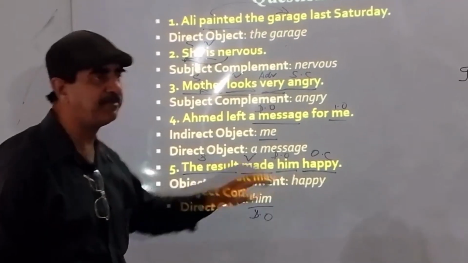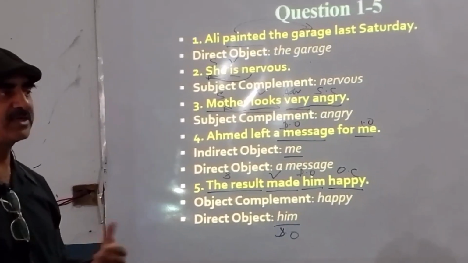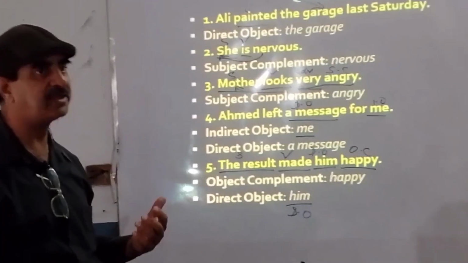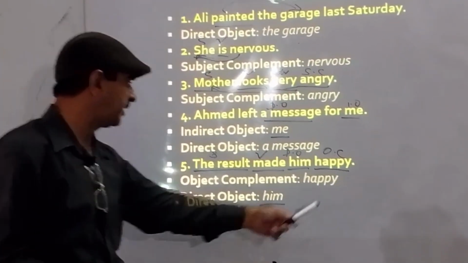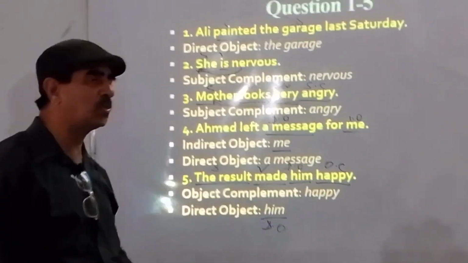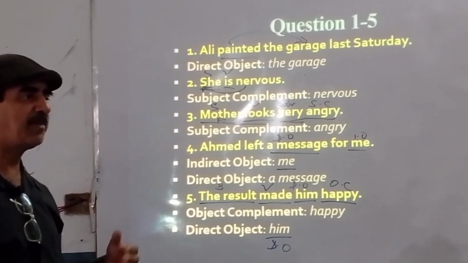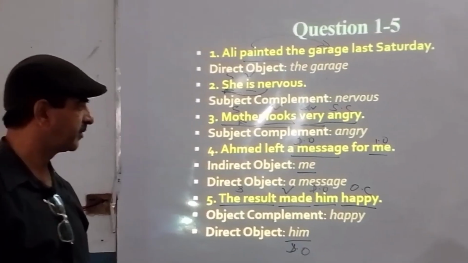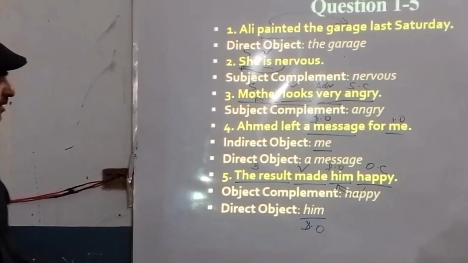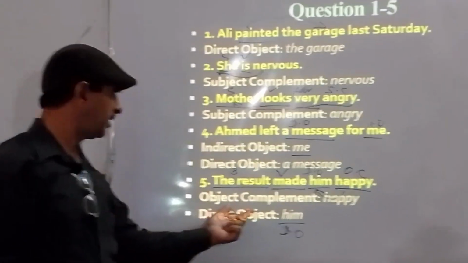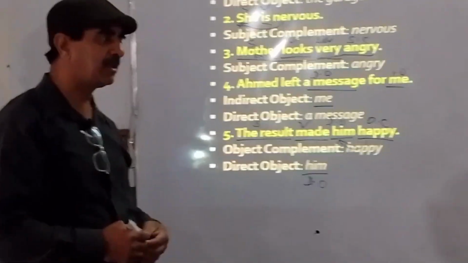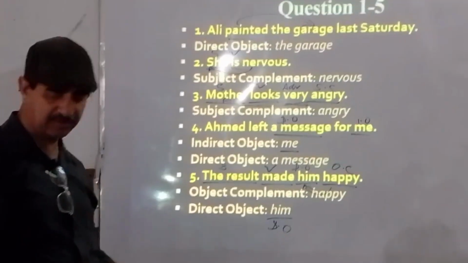And if I say 'the result made him,' does it complete the sentence? Does it make a complete sense? It does not, until and unless I write happy. Clear? So happy is completing who? Happy is completing object him. That's the reason happy is object complement. Clear?